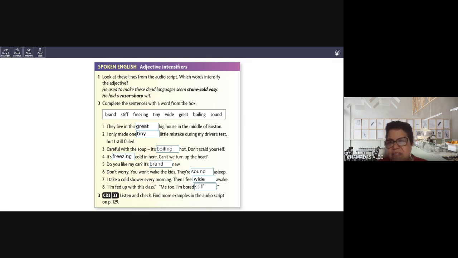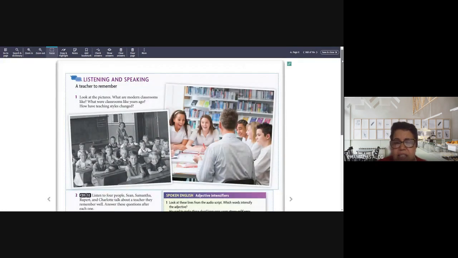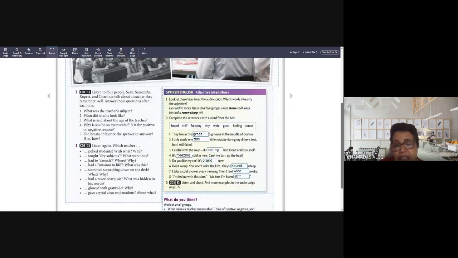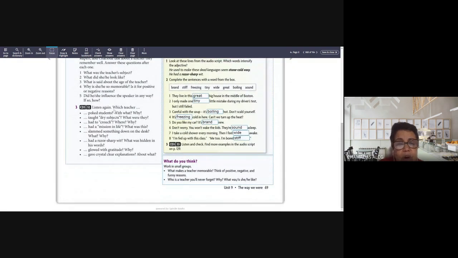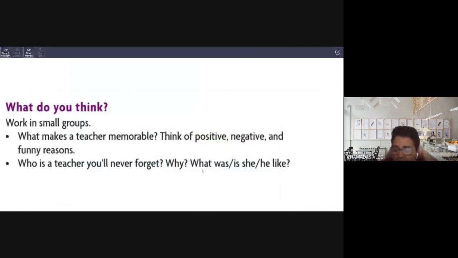All right, very good. So these are some adjective intensifiers that we saw in the listening script, okay? So here we have some final discussions. What makes a teacher memorable? Think of positive, negative, and funny reasons. So what do you think, guys? You can remember some examples from the listening if you wish.